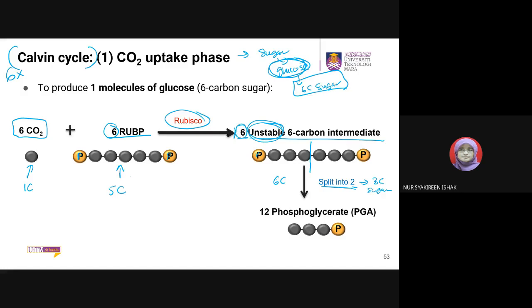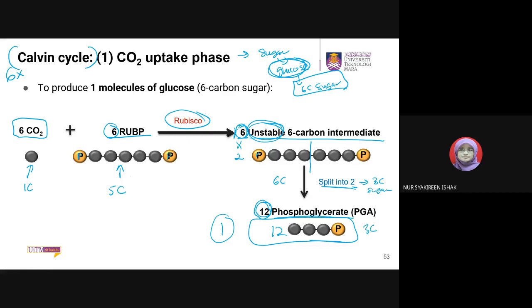Okay, so maksudnya 6, kena kalikan dengan 2 lah. 6 molekul, dah pecahkan dia 2. So you get 12 molecule of PGA, phosphoglycerate. 12 molekul PGA akan terhasil masa phase 1. Okay, 12 molekul. So fahamkan daripada 6 jadi 12. Sebab dia 6, dia split 2, so 6 kali 2, 12. 12 molekul PGA yang akan hasil.